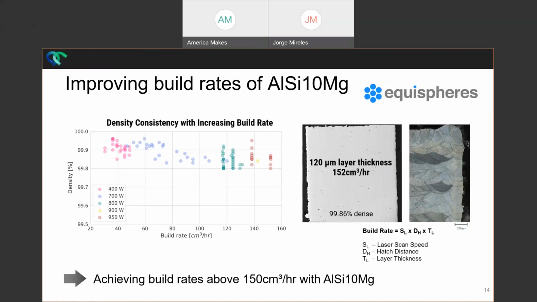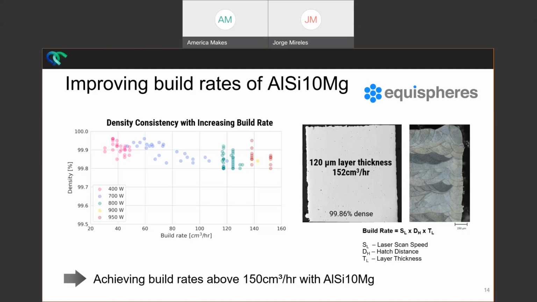Sure, you will get access to your typical laser power, speed, hatching, and whatnot with a typical box system, but here, Equispheres, for example, gets access to a lot more, such as laser offsets, scanner delays, and skywriting parameters, to really garner a deep understanding of, or insight into, everything that is affecting processability of their material.